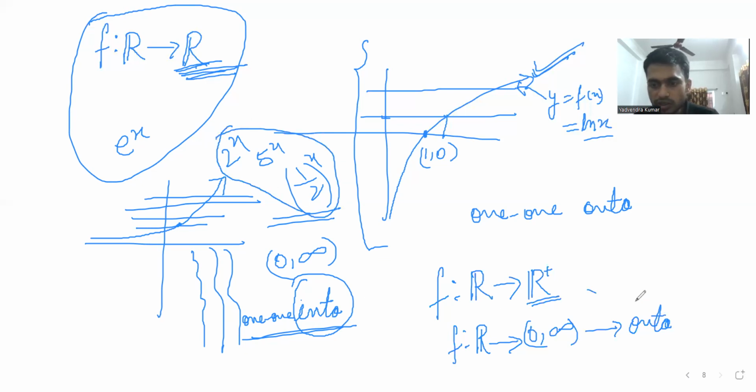Why onto? Because here the range is equivalent to the codomain. And what is the codomain? This is the codomain. And what is the domain? This is the domain. Right? Okay.